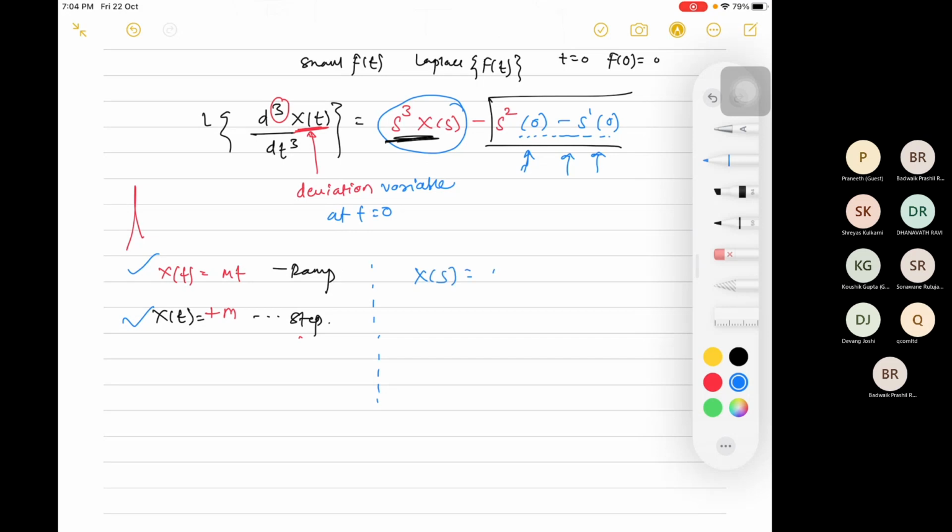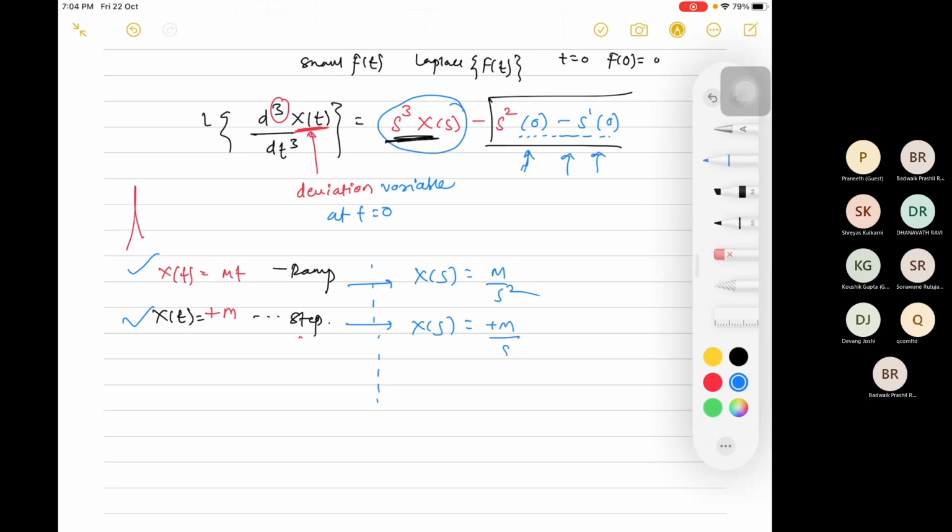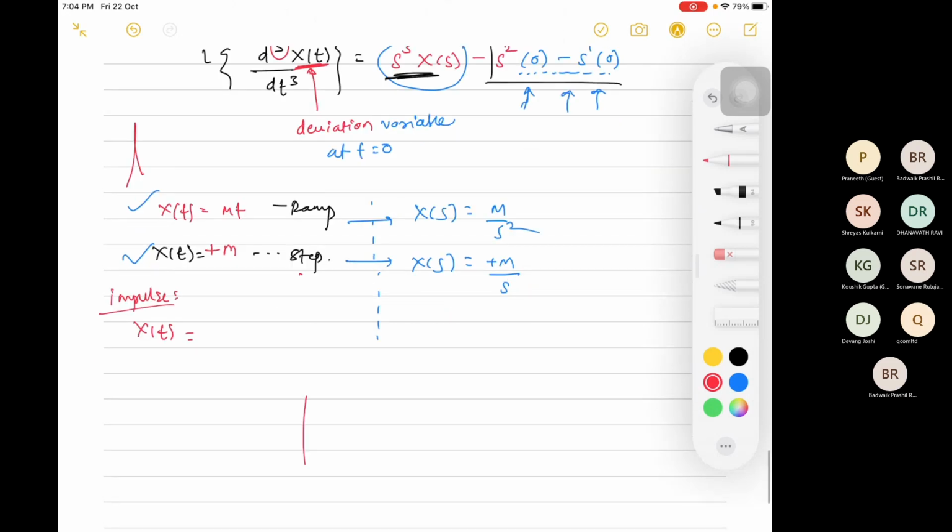What will capital X of s be then? M by s squared. What will capital X of s be here? It is plus m divided by s. In ramp or in impulse, I am writing now. Impulse, capital X of t's value is like this. And this I am expanding here as a square value.